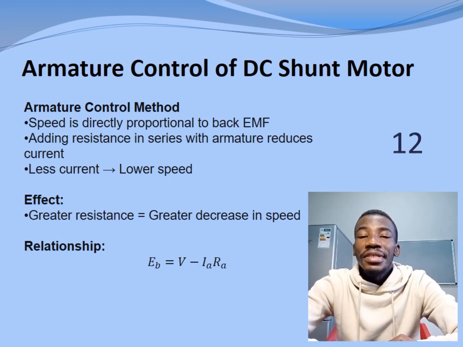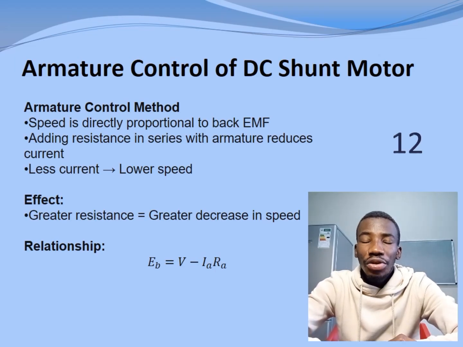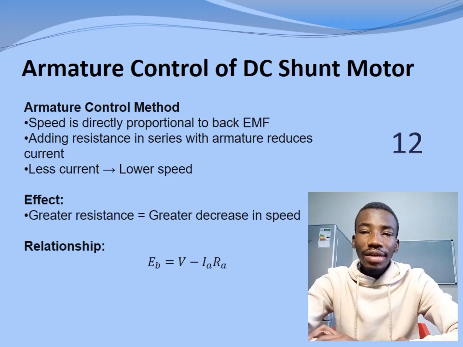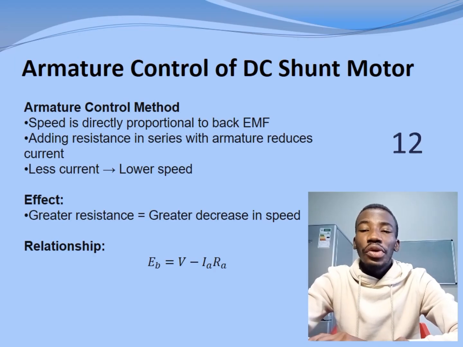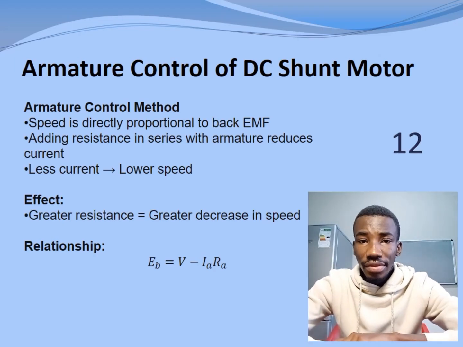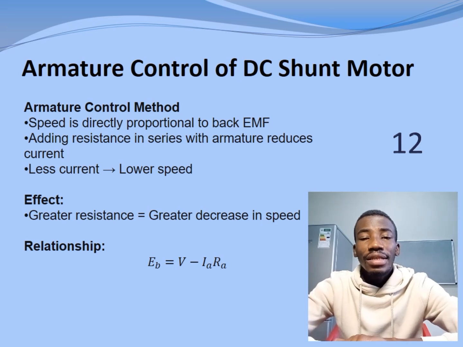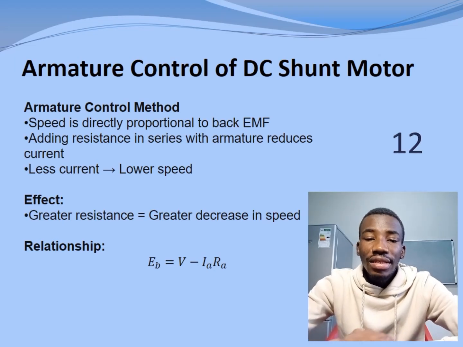Armature control of DC shunt motor. Armature control method. Speed is directly proportional to back EMF. Adding resistance in series with the armature reduces current. Less current results in lower speed. Effect: greater resistance results in a greater decrease in speed. The relationship is that back EMF is equal to voltage minus armature current times armature resistance.